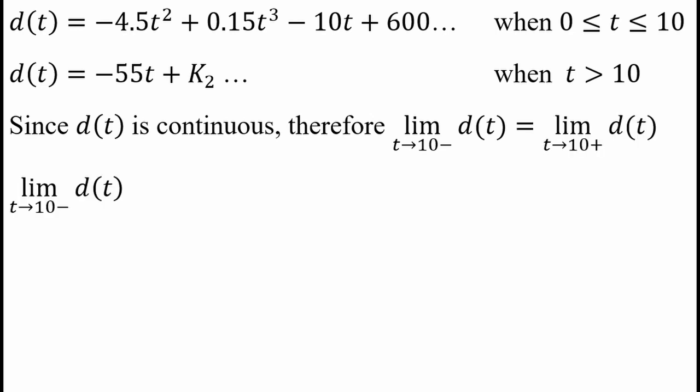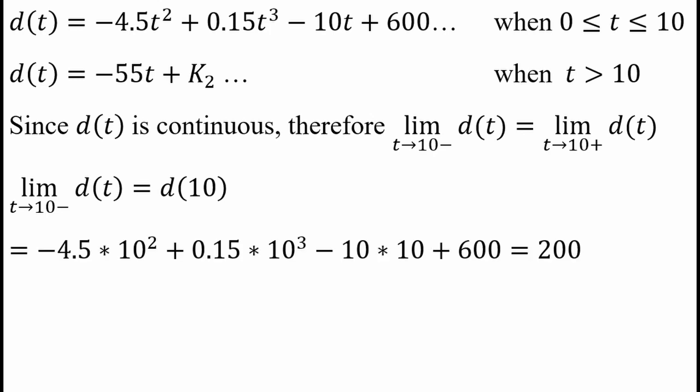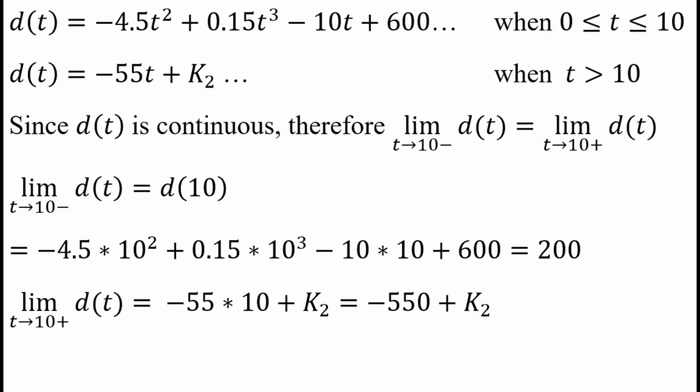The left limit as t approaches 10 comes from the distance equation in the first piece. So therefore the left limit equals d(10), which equals 200. The right limit comes from the distance equation in the second piece. The right limit equals the distance equation in the second piece when t equals 10, which simplifies to negative 550 plus k2. Therefore, 200 equals negative 550 plus k2.